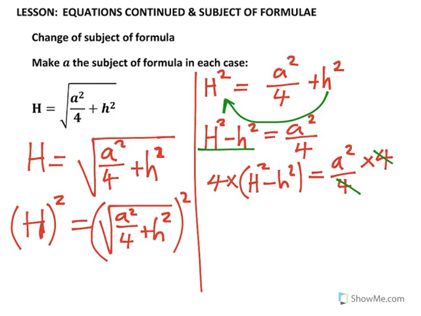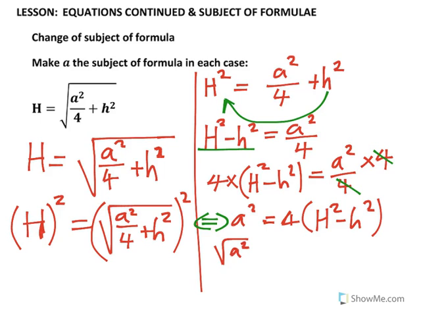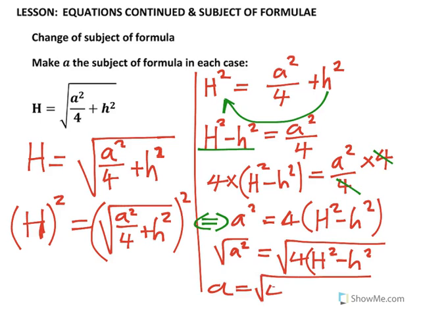When you have done that, now we are going to have, I'm going to start with a, so I'll use this arrow to show that now I'm starting with a. A squared is equal to 4 h squared minus h squared. I've just started with a now. How to get rid of the square in a? You square root, remember. It is equal to the square root of 4 h squared minus h squared. Therefore, a is equal to the square root of 4 h squared minus h squared. That's how you solve this one.